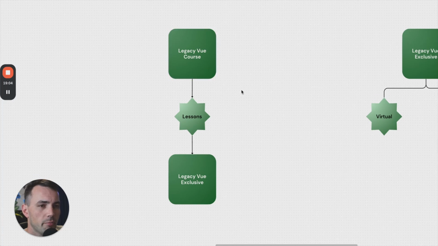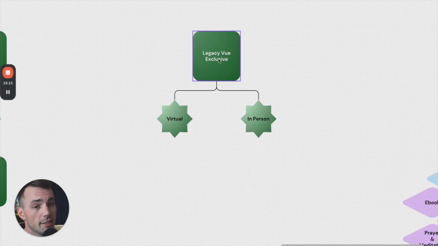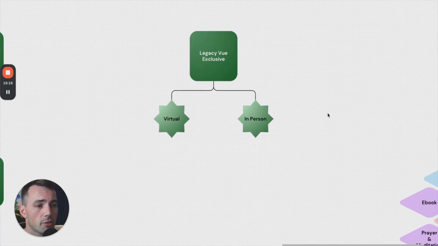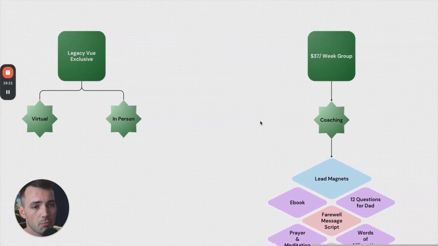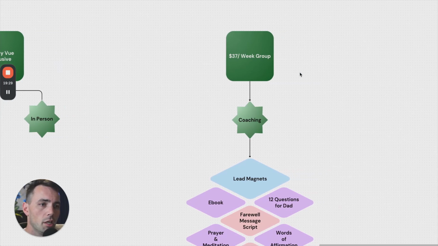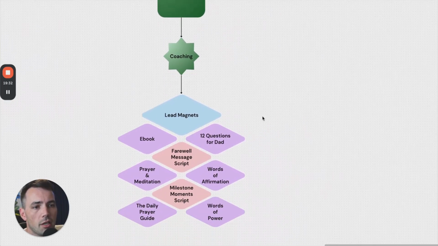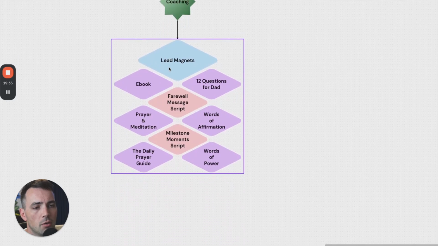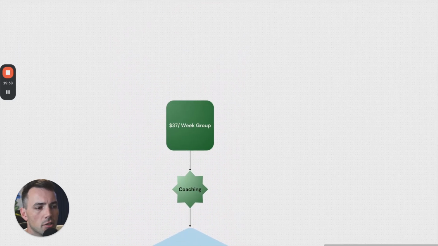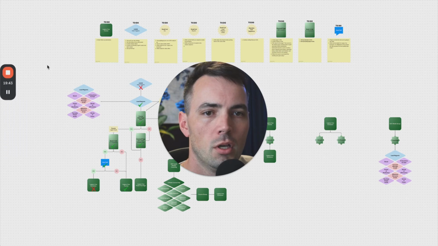Over here, I just laid out what it would look like. This is just a quick thing. So Legacy View course, they get the lessons, and again, pushing them to the Legacy View exclusive. If they do Legacy View exclusive, I had a virtual and an in-person offer. So I could do it over Zoom with them and help them set up their cameras and prompt them on questions and help them go through everything that way as well. And then the weekly coaching, and then basically just promoting more lead magnets. And then they also get the course videos every week as well. So that is the bird's eye view.